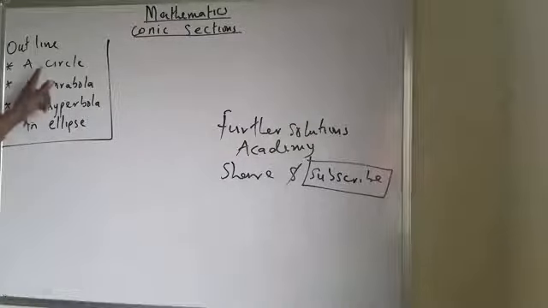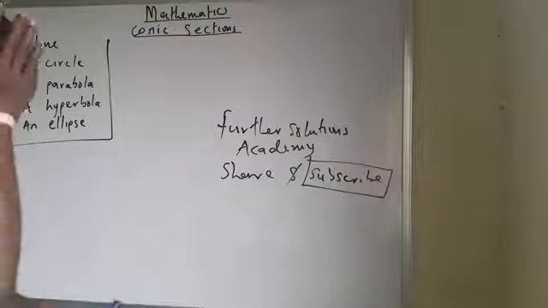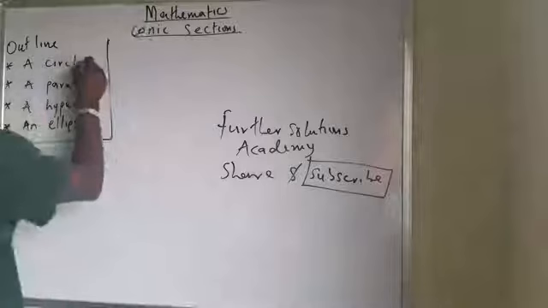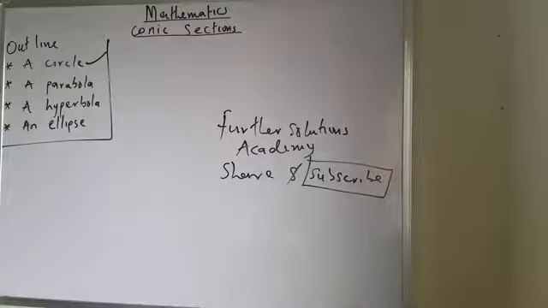Now I'll be working on the circle, the parabola, the hyperbola, and the ellipse. That is the outline of the course. I think on this one I'll be working on this particular part. I'll start from here, down to parabola and hyperbola, and so on and so forth.